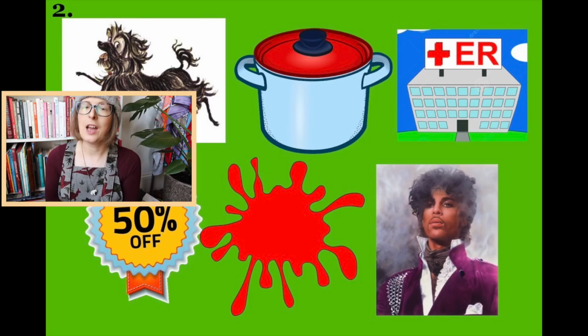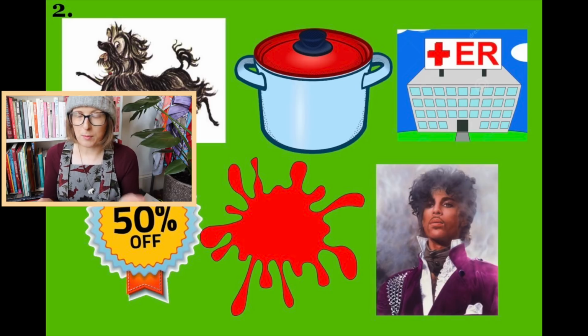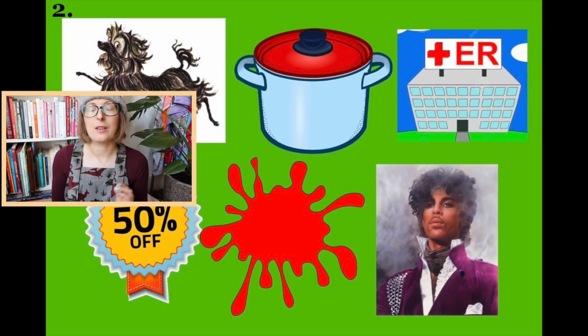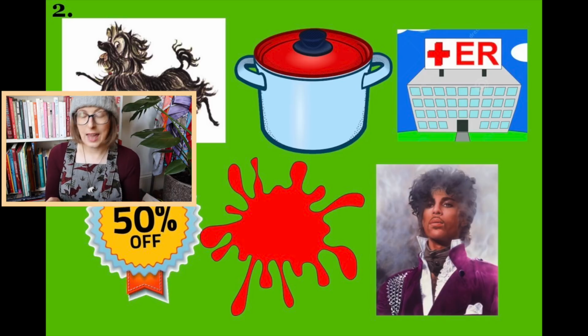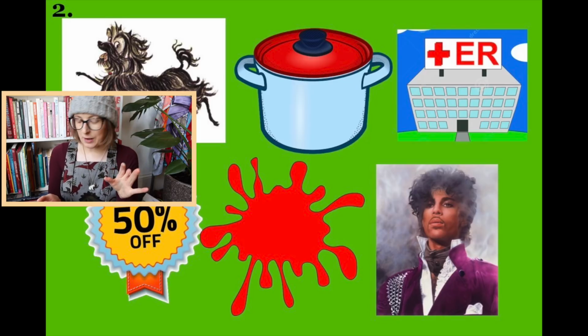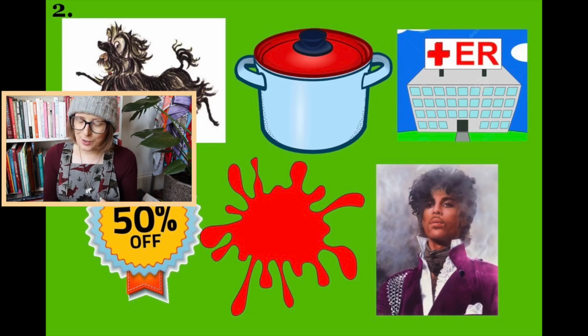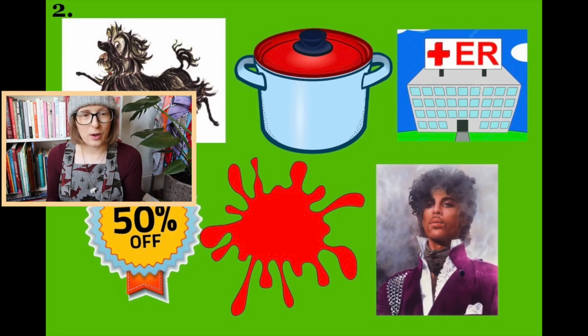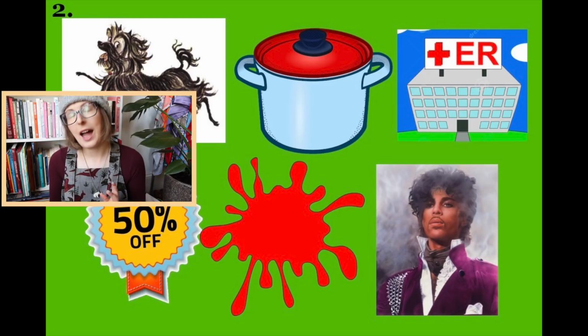Number two, we have a picture of Hairy Maclary, though I think if you didn't know it was Hairy Maclary, which is a Scottish children's book, hairy dog, you probably would have seen that anyway. A pot, then we have an ER, so an A&E, a 50% off sign, a splash of red, looking like blood, and Prince. So this was Harry, stretching the word there, Harry Potter and the Half-Blood Prince.